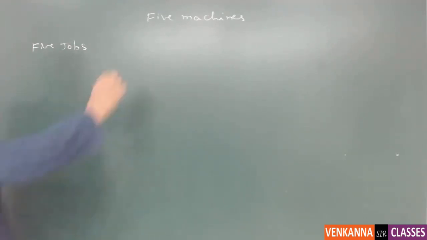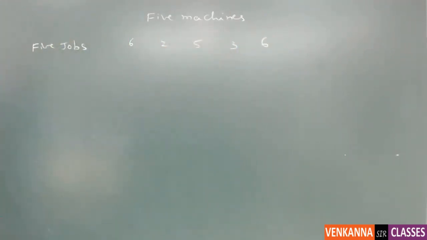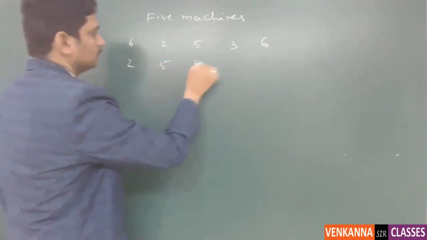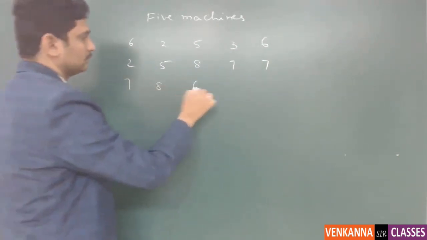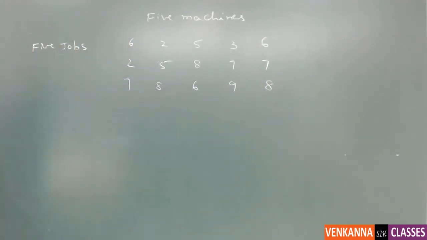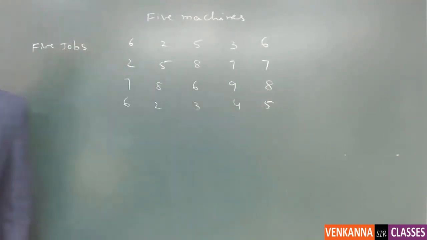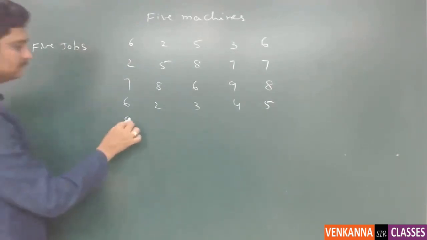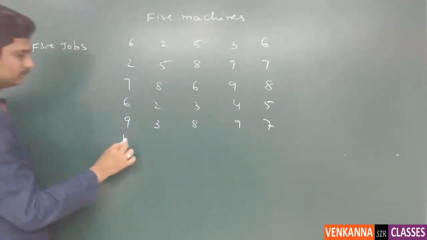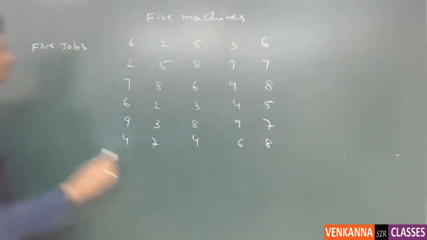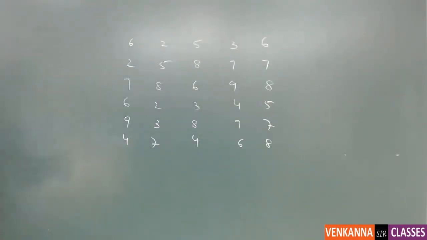So 6, 2, 5, 3, 6, and then 2, 5, 8, 7, 7. Then you have 7, 8, 6, 9, 8. And 6, 2, 3, 4, 5. Then 9, 3, 8, 9, 7. And you have 4, 7, 4, 6, 8. So let us forget about the headings, what they are. This is the matrix I have with me.